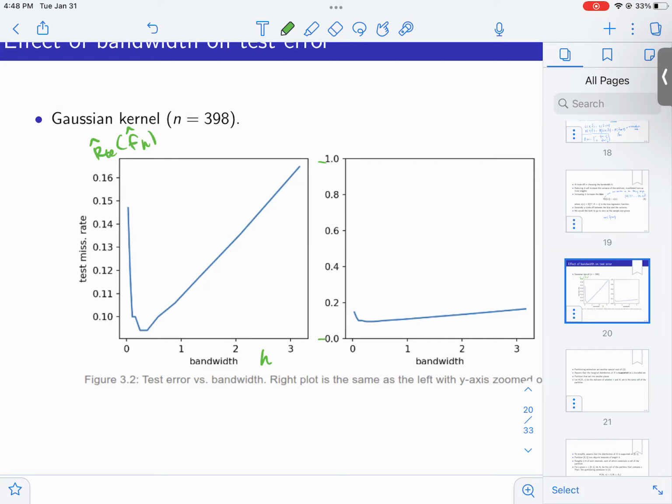Next time, we're going to come back and look at this in the context of regression, where it's going to be more important. And we're going to play with the bias-variance trade-off more.